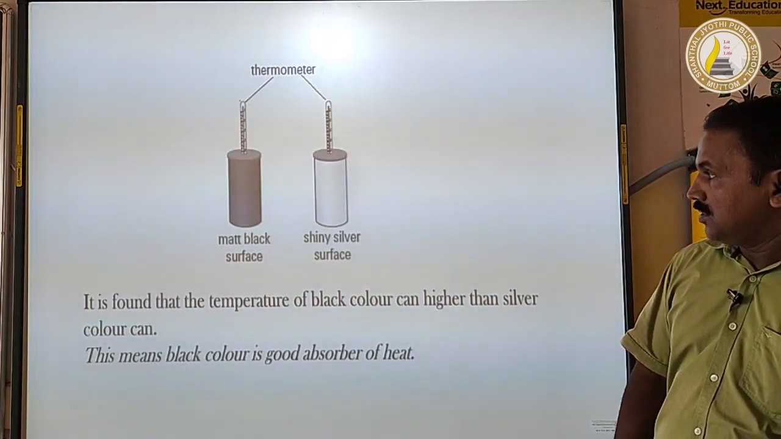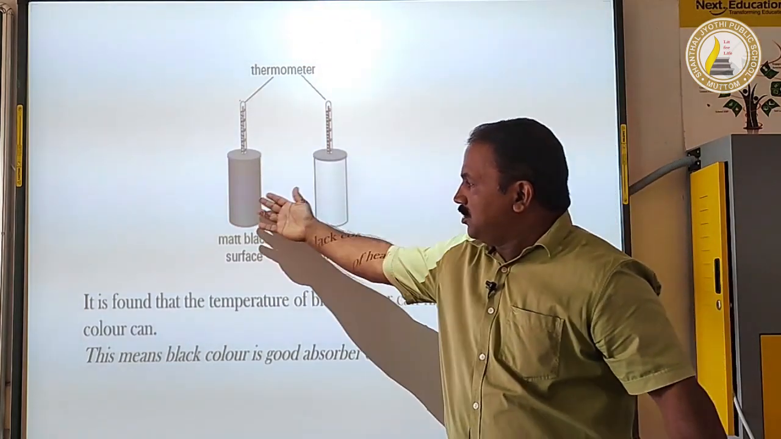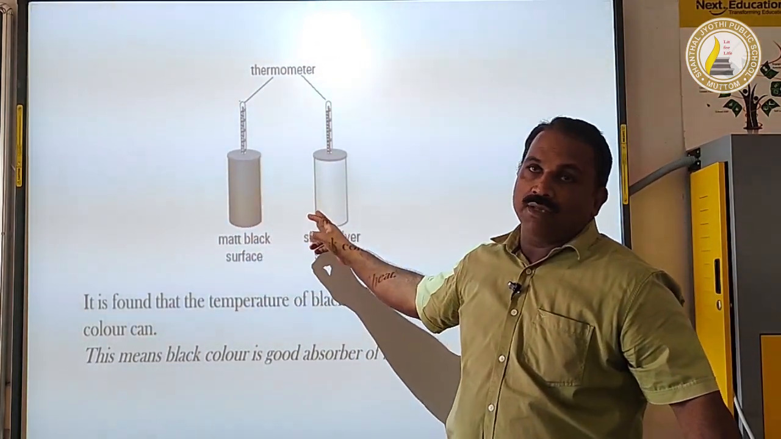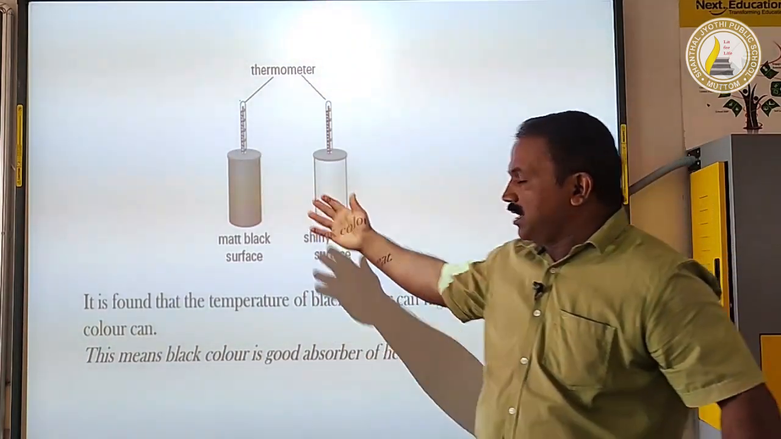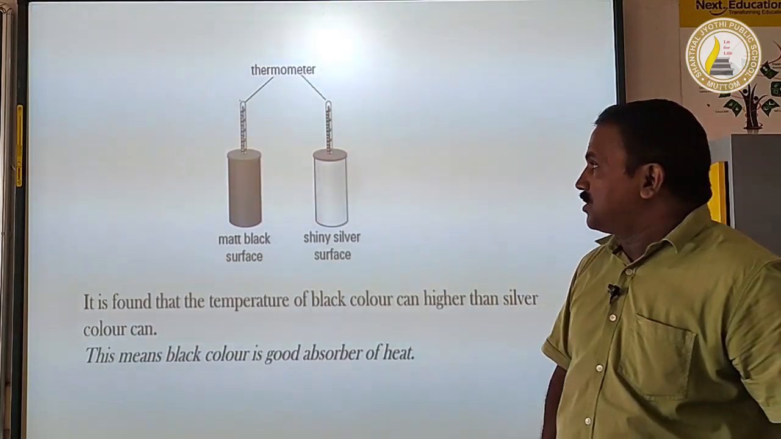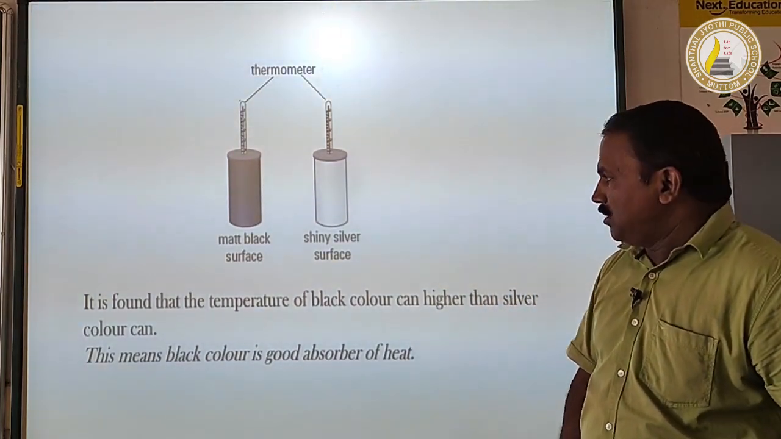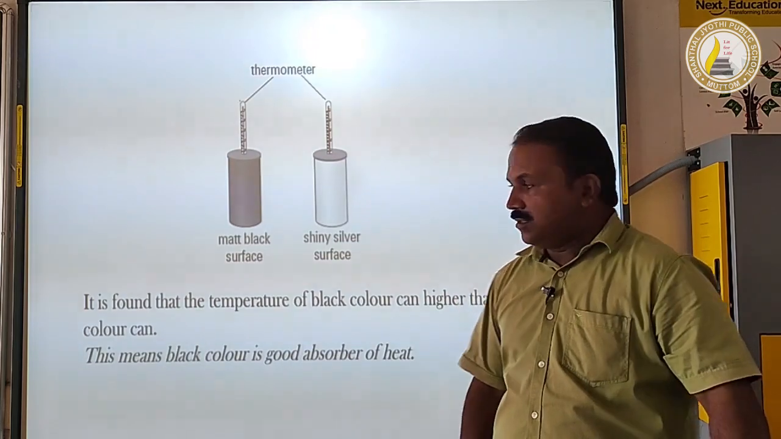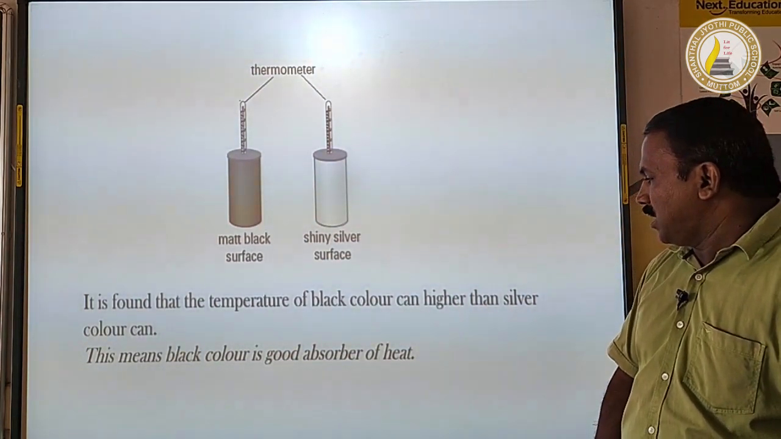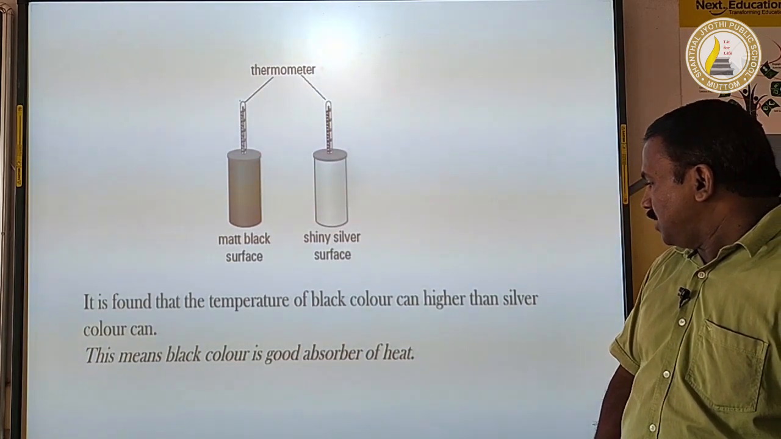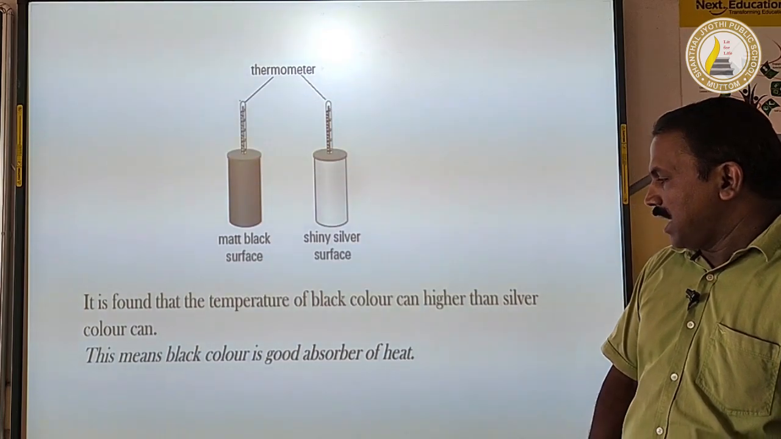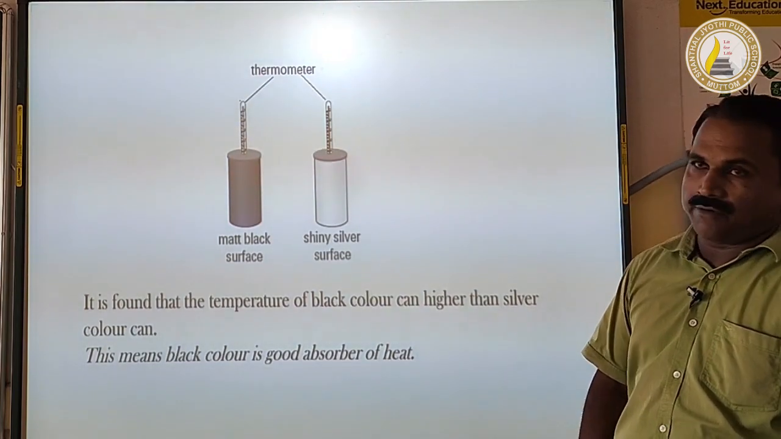So, here we have to take two cans of the same size, one with a black surface, one silver or white. Take the same amount of water, cover the can, insert a thermometer and put it in sunlight. Then after some time it is found that the temperature of the black can is higher than the silver can. This means black color is a good absorber of heat.